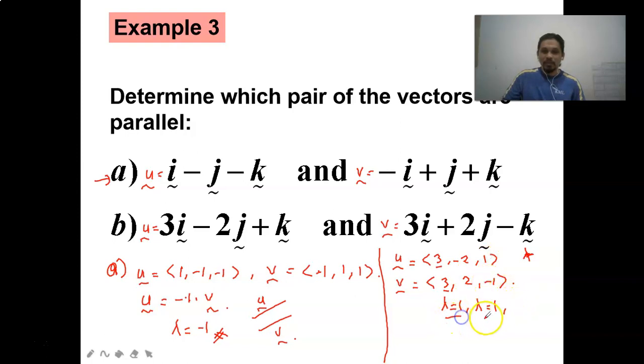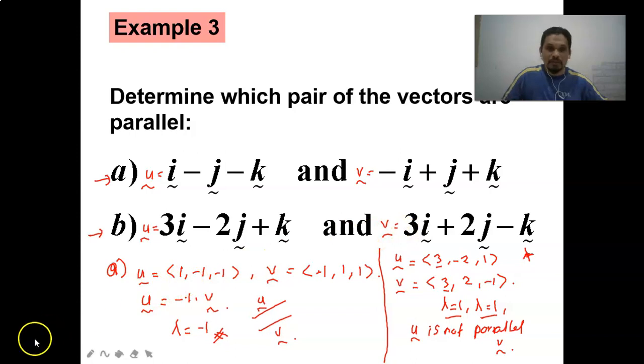So there are two values of lambda, which means we cannot simply say that these two vectors U and V of question B are parallel, because there are two values of lambda. So it's not unique. Then we come up with a conclusion that the vector U is not parallel to the vector V, between these two vectors of question B.